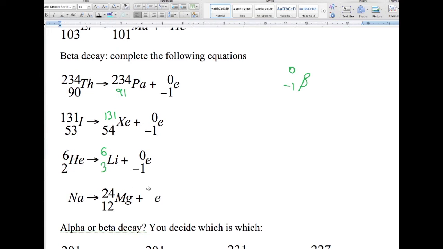That's easy. We know that our little electron has just got no mass. That top number's the mass, remember? And the bottom number's the charge, so that's -1. And then 24 plus nothing is 24. And 12 plus -1 is just like 12 minus 1, so that's 11. So that's how to do that little bit.